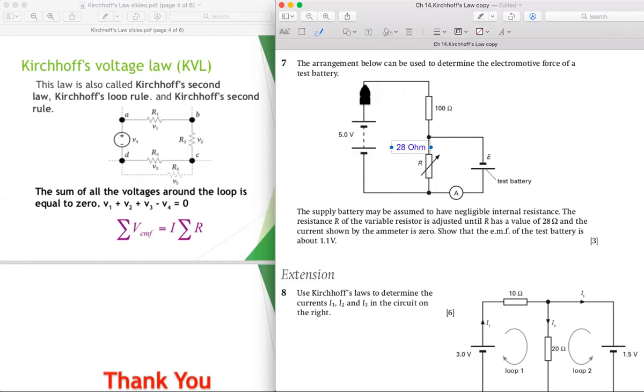We can decide the current in this circuit. Let's say this is I. I has current as V divided by R, directly V divided by R. And V we have 5.0 volt, divided by R, which is R total, between 100 plus 28. So I is 5 divided by 128 ohms.